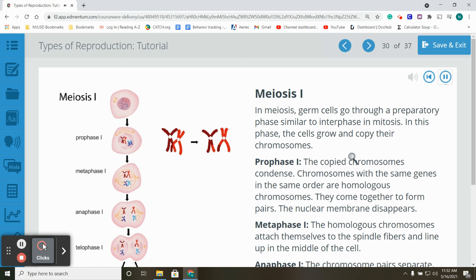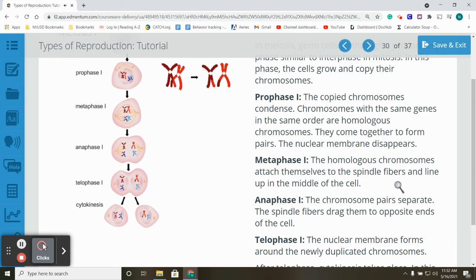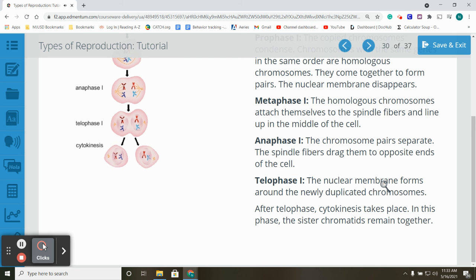The nuclear membrane disappears. Metaphase 1. The homologous chromosomes attach themselves to the spindle fibers and line up in the middle of the cell. Anaphase 1. The chromosome pairs separate. The spindle fibers drag them to opposite ends of the cell. Telophase 1. The nuclear membrane forms around the newly duplicated chromosomes. After telophase, cytokinesis takes place. In this phase, the sister chromatids remain together.